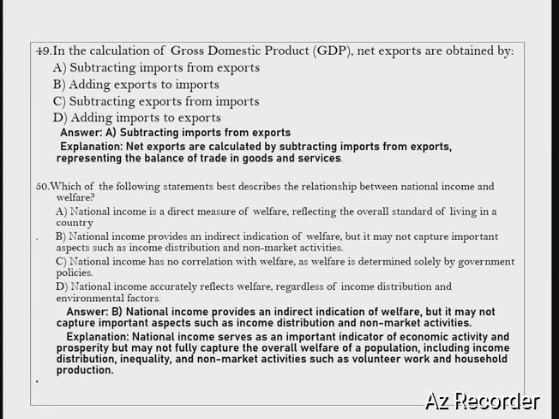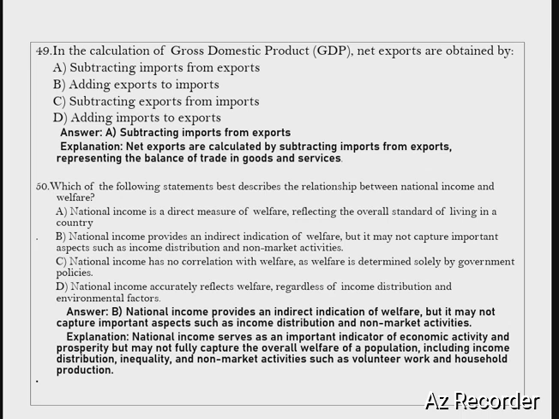Next question: in the calculation of GDP, net exports are obtained by option A, subtracting imports from exports. Option B, adding exports to imports. Option C, subtracting exports from imports. Option D, adding imports to exports. Correct answer is option A. Its explanation: net exports are calculated by subtracting imports from exports, representing the balance of trade in goods and services.